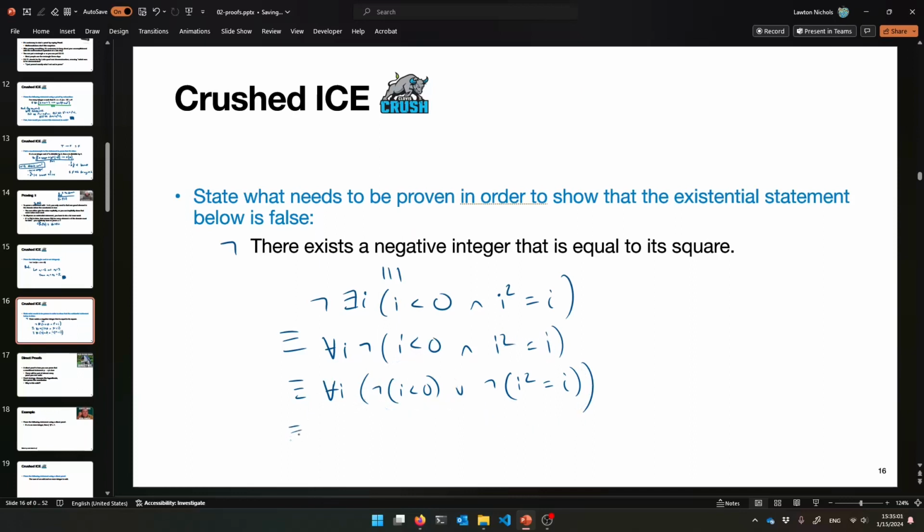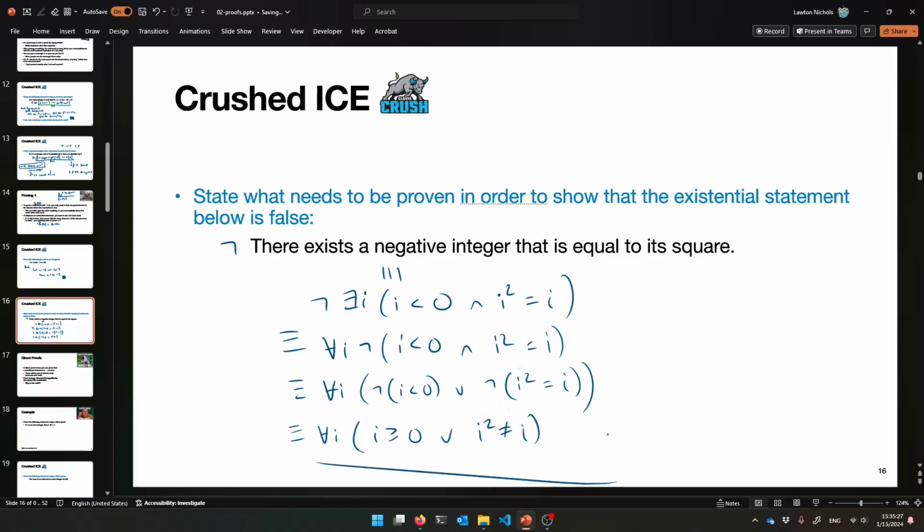You know what the opposite of those things are. So for all I, what's the negation of I is less than 0? That's greater than or equal to. So I is greater than or equal to 0, or, still an or, I squared. What's the negation of an equality? It's disequality. I squared is not equal to I.